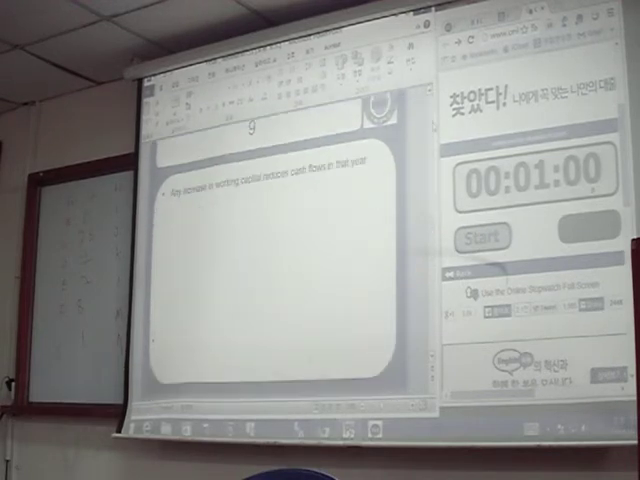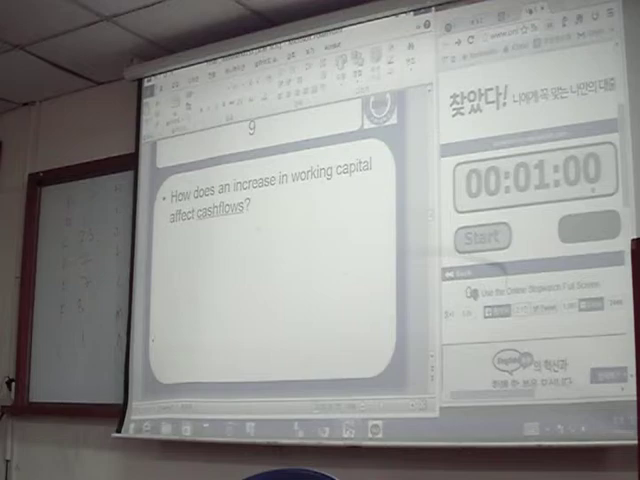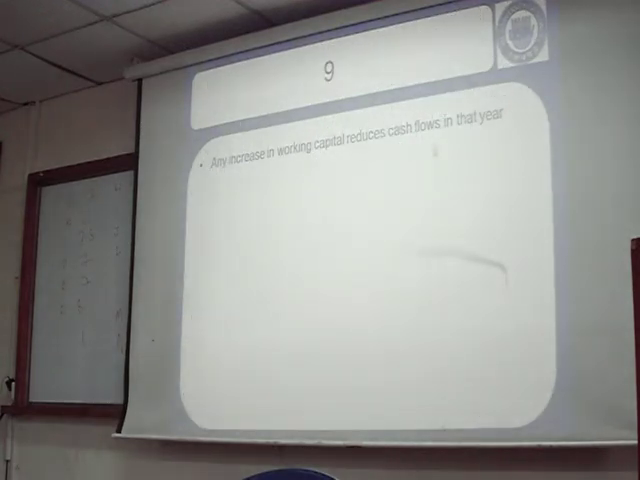Okay, so this time we have 5 points. How does an increase in working capital affect cash flows? An increase in working capital reduces the cash flow. We need more cash, we use up more cash for our stock, for our working capital. So we're going to have less cash at the end of the year.